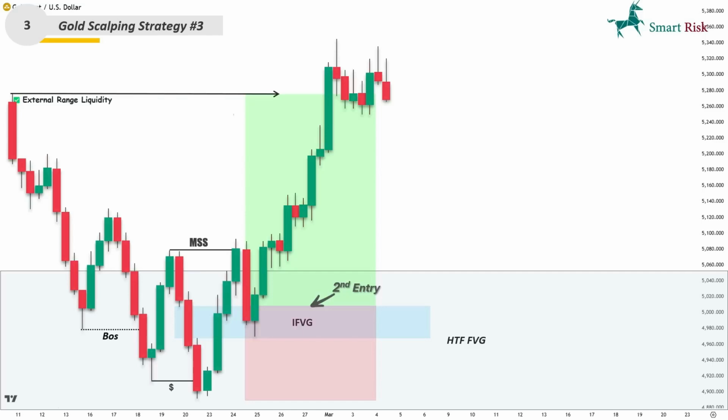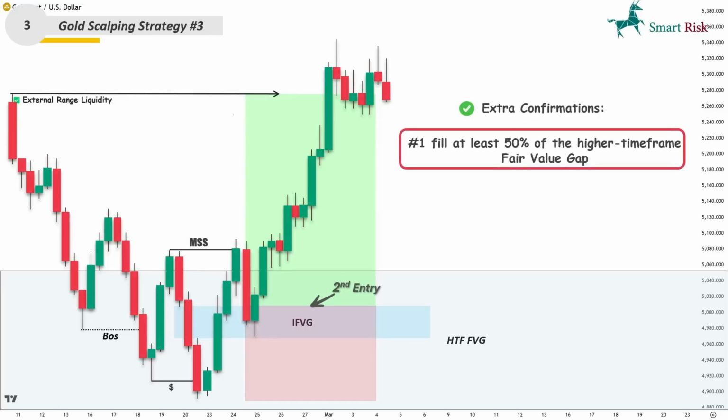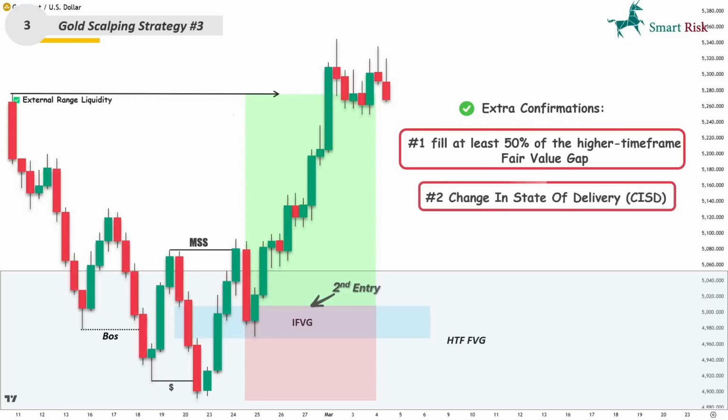For your target, you can aim for the nearest buy-side liquidity on the current time frame. Or, if you are expecting a larger move, you can target a key level on the higher time frame. Keep in mind that you can always add additional confluence or confirmation factors to this setup to improve its win rate, depending on your trading style. For example, you might require price to fill at least 50% of the higher time frame fair value gap, or wait for additional confirmation signals such as a CISD formation before entering the trade, and other similar factors.